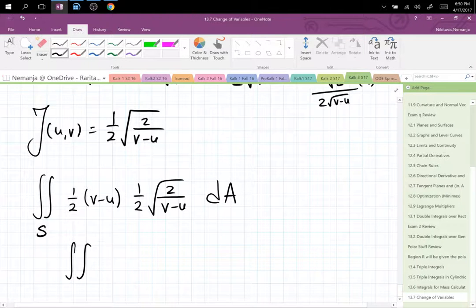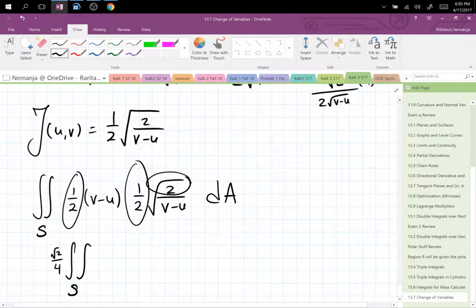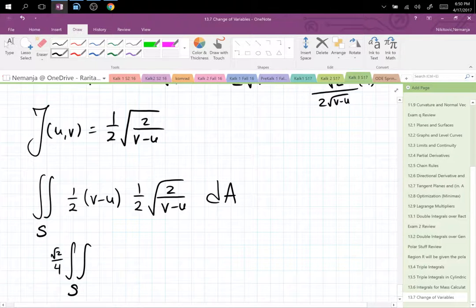So I'm going to rewrite this one more time to deal with all of these numbers there. So I have a quarter, and I'm also going to kick out root 2. So I kick out all of the numbers, which is root 2 over 4. So this is out, and that's out. So all of those are out. And the only thing that is left is v minus u divided by the square root of v minus u, dA.